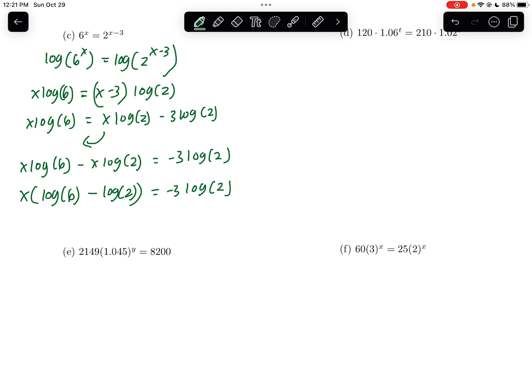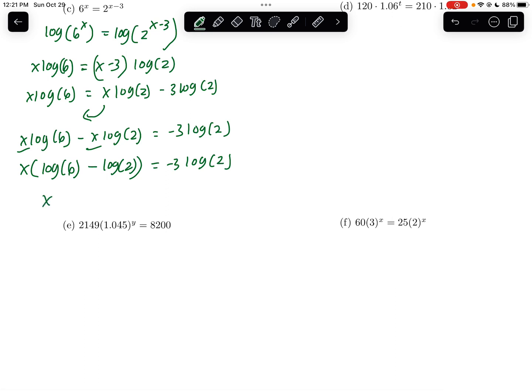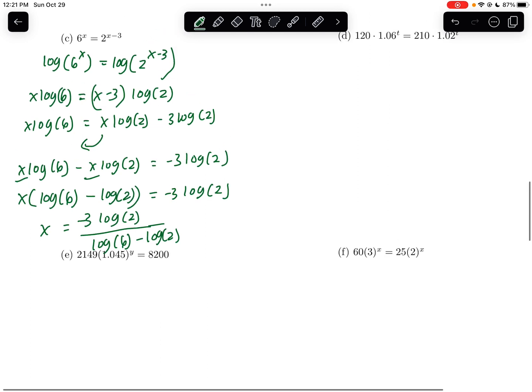So I just factored out. We have an x there and an x there. And then you can divide by that term, the log 6 minus log 2. So this is negative 3 log 2 divided by log 6 minus log 2. And that would be your whole answer. You could simplify this a little bit if you want, but that is what you would get.